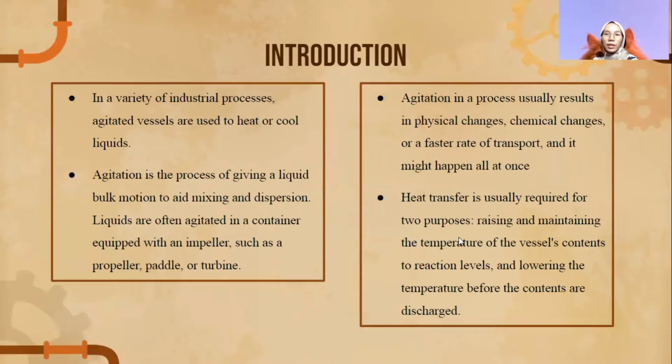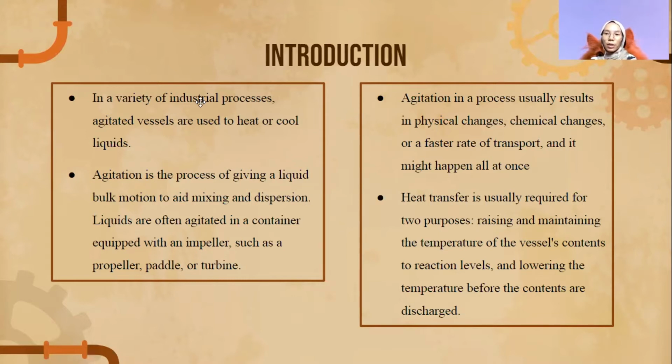In a variety of industrial processes, agitated vessels are used to heat or cool liquid. Agitation is the process of giving a liquid bulk motion for mixing and diffusion. Basically, agitation in a process usually results in physical change, chemical change or a fast rate of transport, and it might happen all at once.